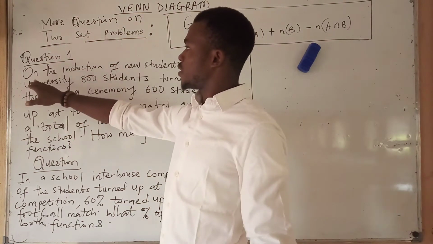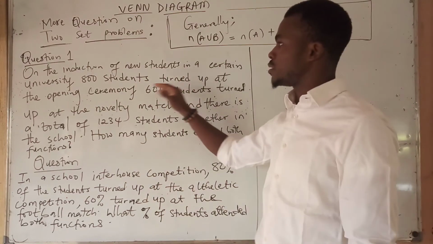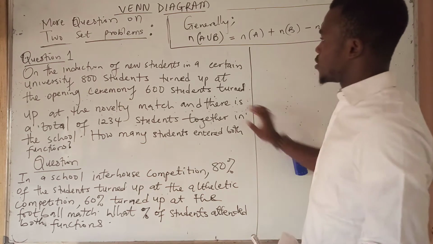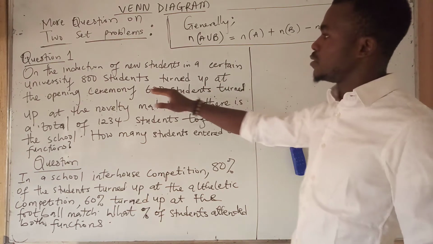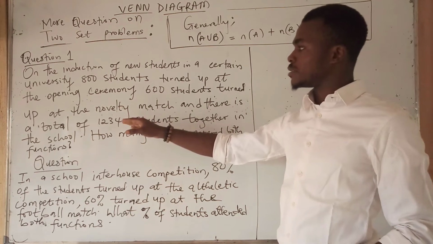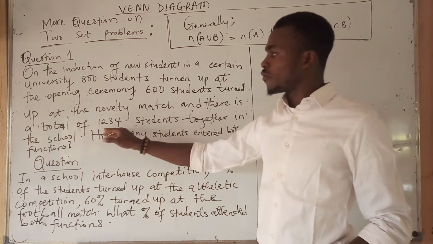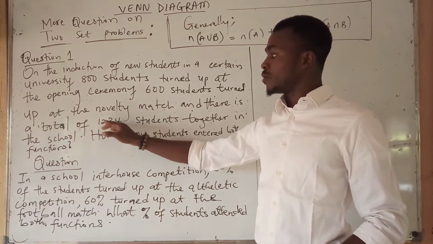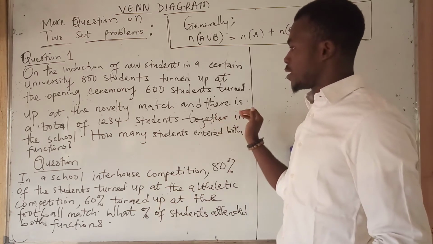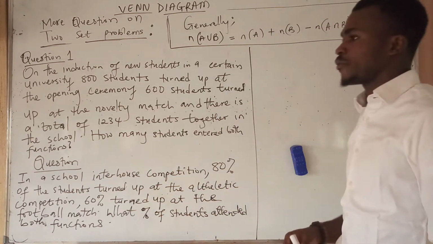We're given the first question on the induction of new students in a certain university. 800 students turned up at the opening ceremony and 600 students turned up at the novelty march, and there is a total of 1,234 students together in the school. How many students entered both functions?